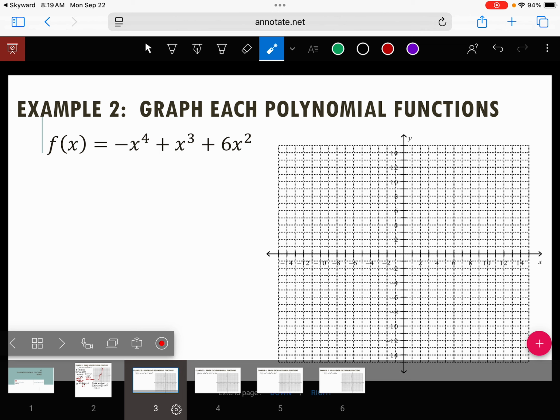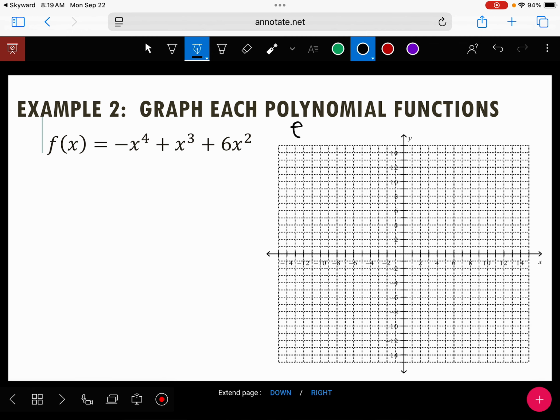So first thing I notice is I have an odd even. Sorry, I said an odd even. There is no such thing as an odd even, y'all. I meant to say an even. Is it positive or negative? Even negative. That's what I was trying to say.